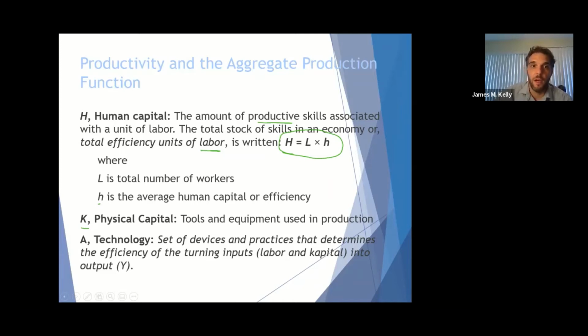Okay. And the way you increase human capital is either one, education, going to school, or two, and still education, we just call it on the job training.